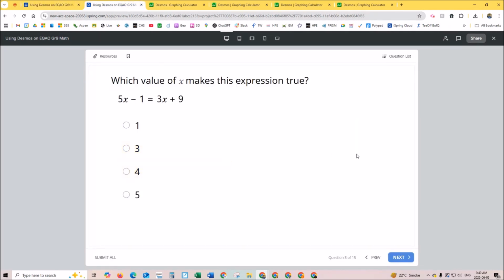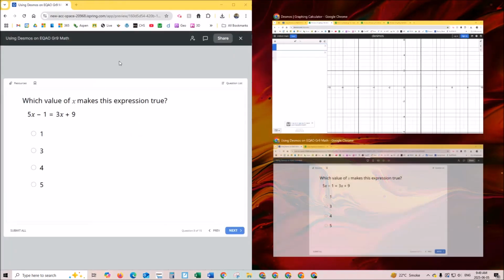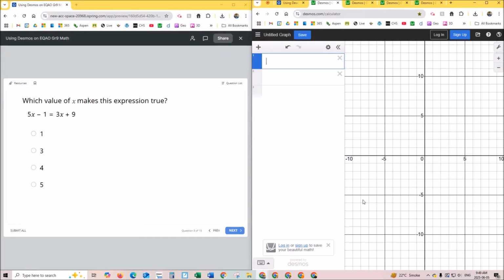Which value of x makes this expression true? Again, we hope that our students can solve this algebraically, but Desmos is a great spot to check that our algebra is correct. So I'm going to go split screen here, and I'm going to put in the equation 5x minus 1 equals 3x plus 9. And you'll notice that when you put in an equation, because there's only one value for x that is true, you get this line. And that is the value for x.